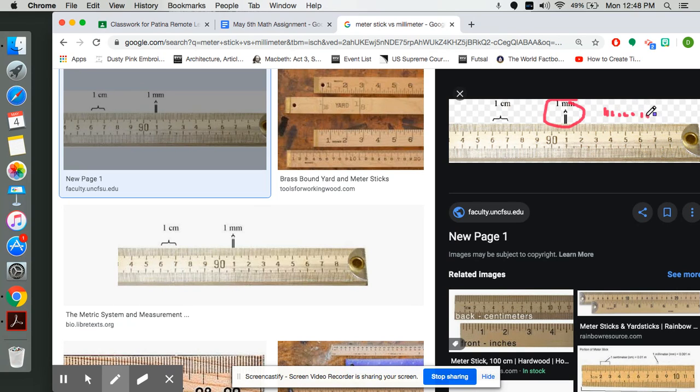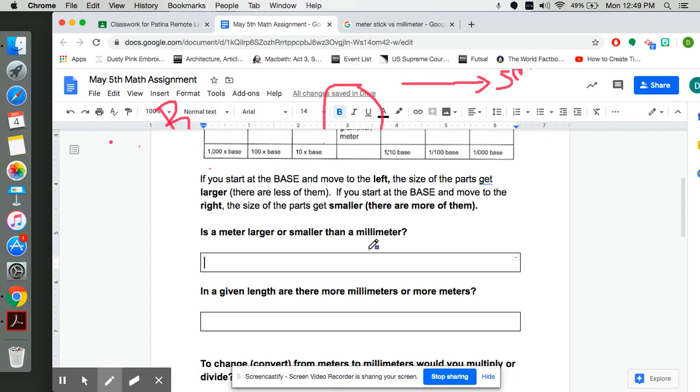Well, there would be more millimeters because they're small, so they can fit more in that meter stick. The meter stick's only going to be one, but there's lots and lots of these tiny little millimeter tick marks. As you can see, a centimeter is a little bit bigger, but not much. And the meter is the biggest of all. So there's going to be more of these millimeters because they're smaller. So in a given length, are there more millimeters? There's always going to be more millimeters because they can fit more. They're tiny. They can fit more in a small space.